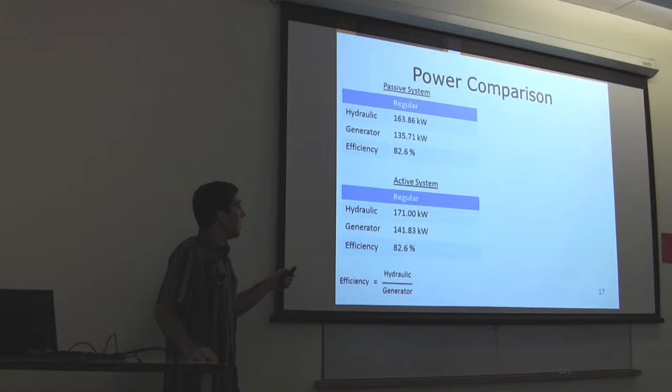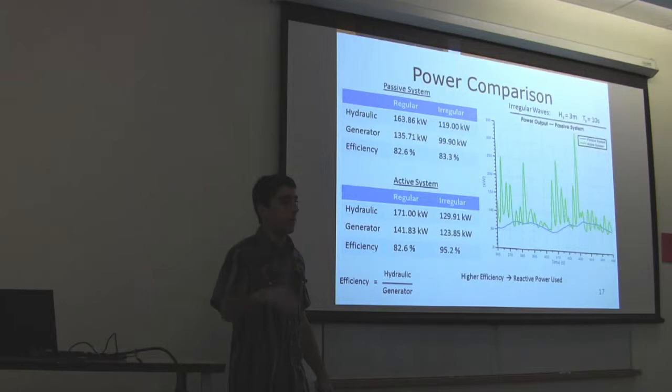So here's the power comparison of what the simulations showed. The passive and the active system were tuned to have the same efficiencies, or input to output efficiencies, mechanical over what you would see from the generator takeoff. And then in irregular waves, we see these values here.